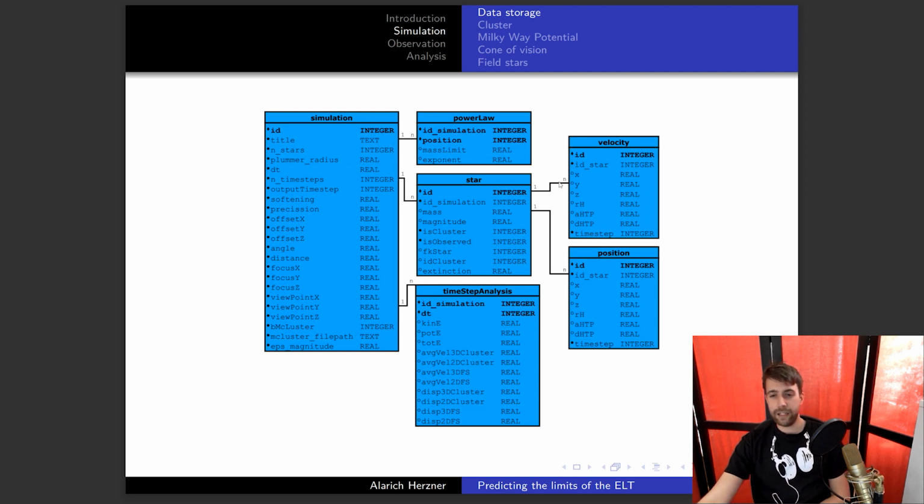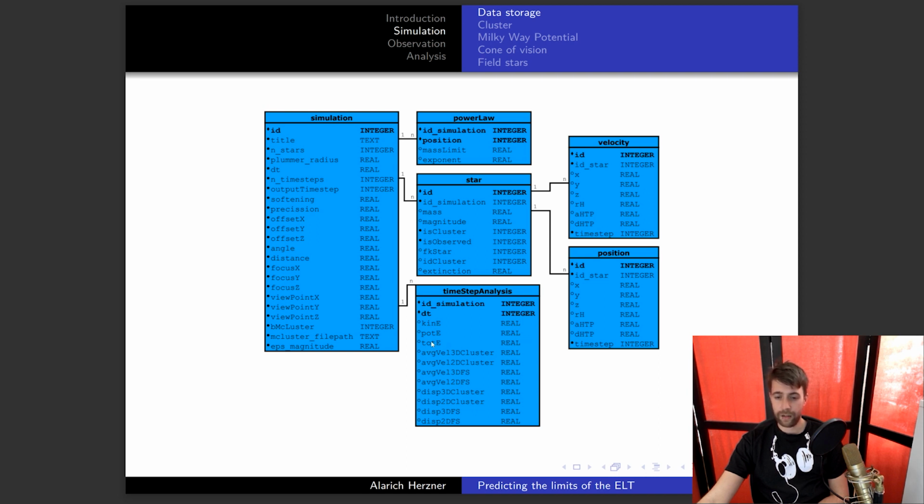Right, so here you can see I used a database, or I created a database rather, consisting of some tables. One table for the simulation itself with all the parameters of the simulation, one for stars, so those are field stars, cluster stars, both the simulated stars and then later on the observed stars. Each having, of course, velocity and position for different time steps. So at a certain time, what is the velocity, what is the position of each individual star. And then down here, we have a separate table for some analysis. Most interesting here probably is the total energy.